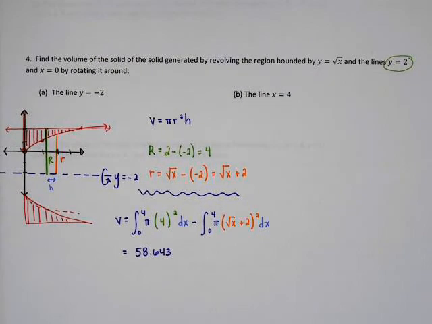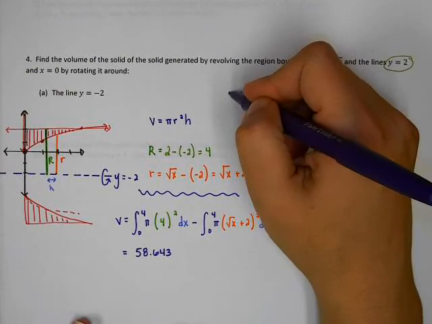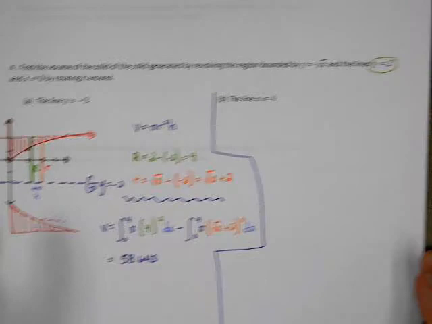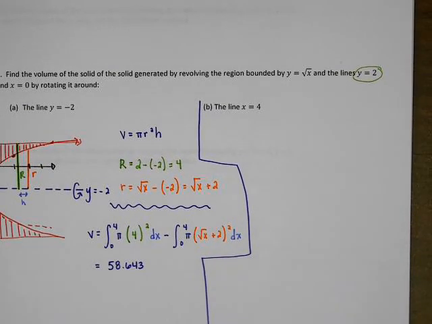Now let's take that same region. So the nice thing is we already have a pretty good graph drawn here. Let's take that same region and let's go ahead and revolve it around a different line. We're going to revolve this around the line x equals 4.